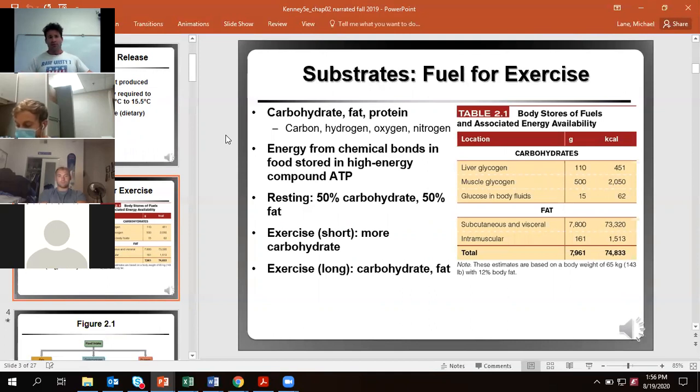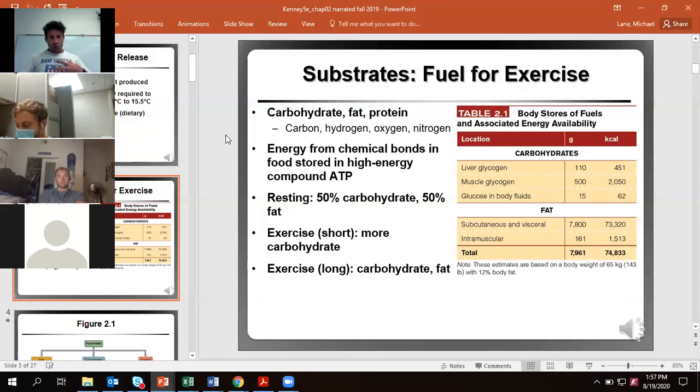Hopefully a lot of this is going to seem like review. Now, at rest, depending on your previous meal, you're going to be using more fat or more carbohydrate. You figure normally it's going to be about a 50-50 mix. As we go up in exercise intensity, we rely more on carbohydrates. As we increase our duration, we utilize fats more as a fuel.